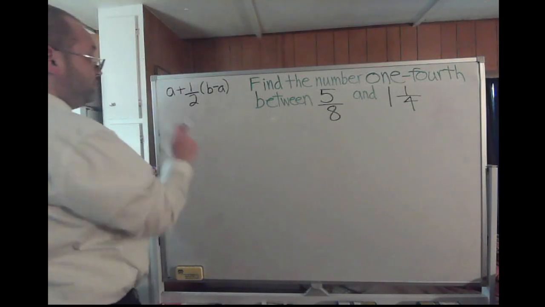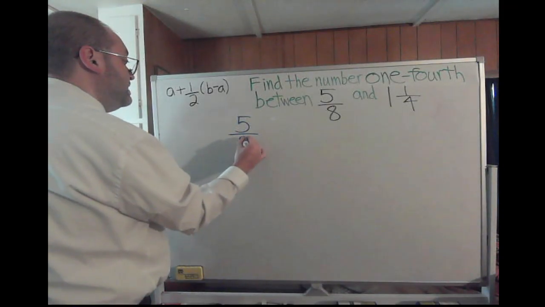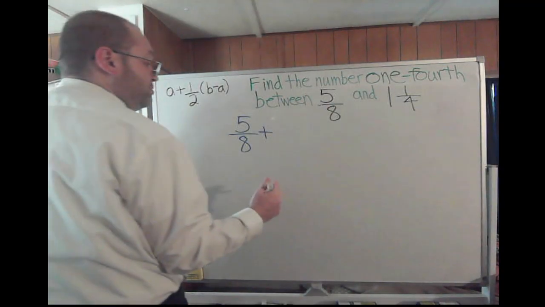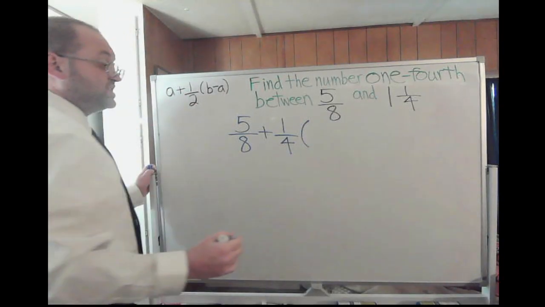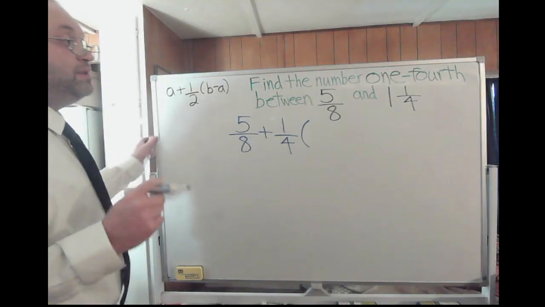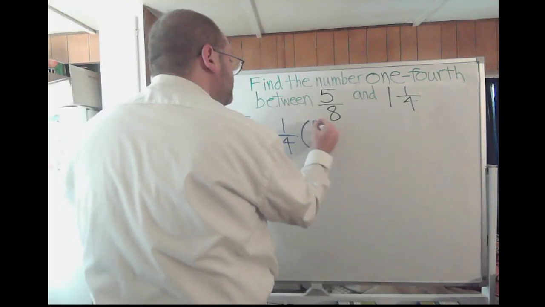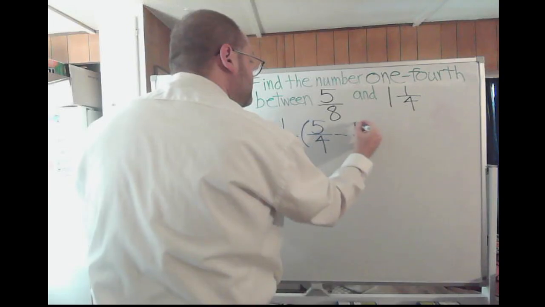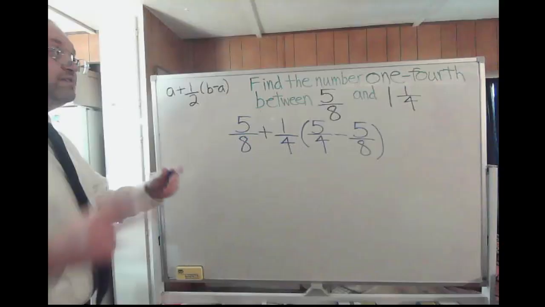So start out with your first number A, which would be your 5/8. Now plus, since they want you to find 1/4 of the way between the two numbers, your fraction's going to be 1/4 times your second number, which would be 1 1/4. I would strongly recommend we convert that 1 1/4 into an improper fraction. If we do that, we get 5/4. You'll have 5/4 and minus your first number of 5/8.